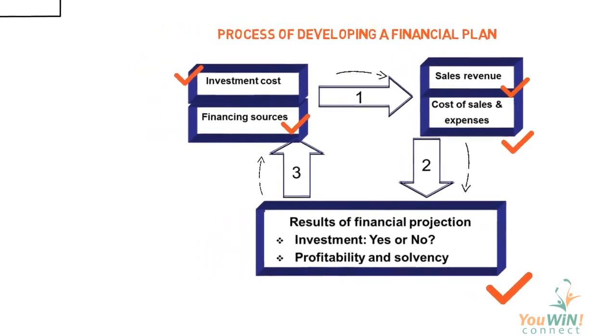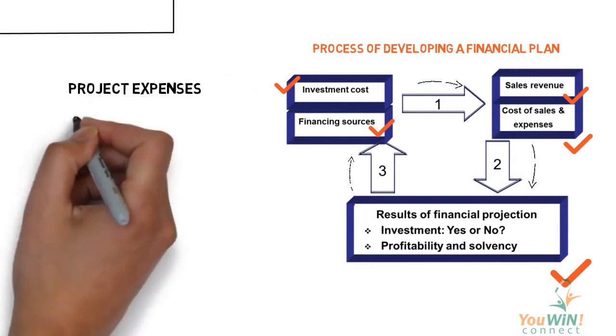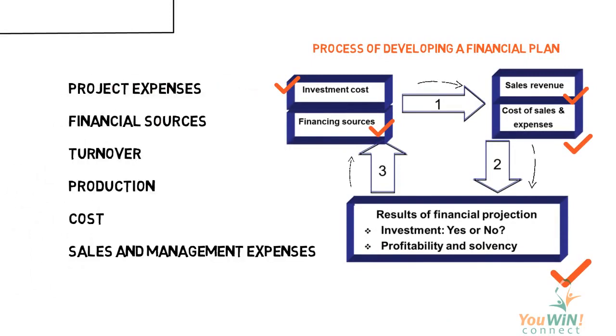Okay, so where do we get input data for the financial projections from? One, project expenses. We get this from the person managing the project or the owner of this project about the size. This is based on opinions of the sales and operations department. Financial sources: estimation of the financial department. They will be able to tell where the financing will come from and what kind of mix the financing would be. Turnover will be the forecast of the sales department.